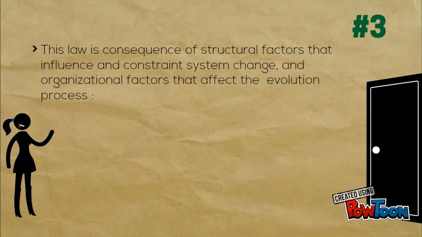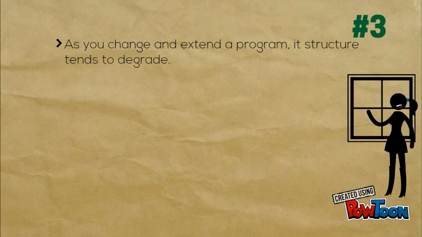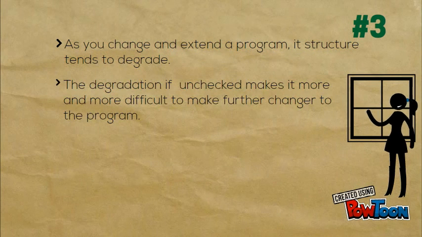This law is a consequence of structural factors that influence and constrain system change, and organizational factors that affect the evolution process. The structural factors that affect the law come from the complexity of large systems. The organizational factors that affect the law reflect the fact that large systems are usually produced by large organizations. As you change and extend a program, its structure tends to degrade. The degradation, if unchecked, makes it more and more difficult to make further changes to the program.